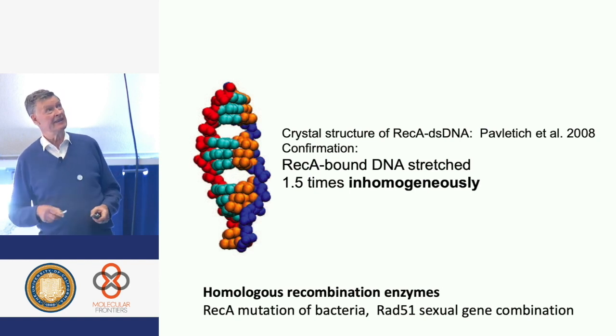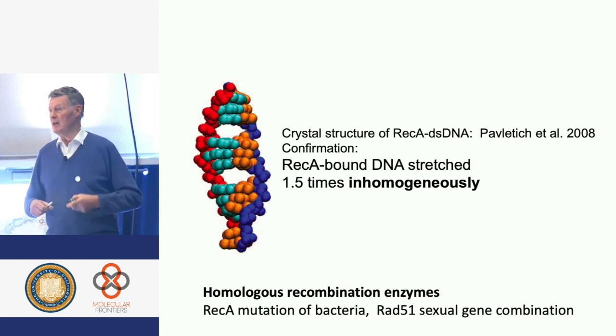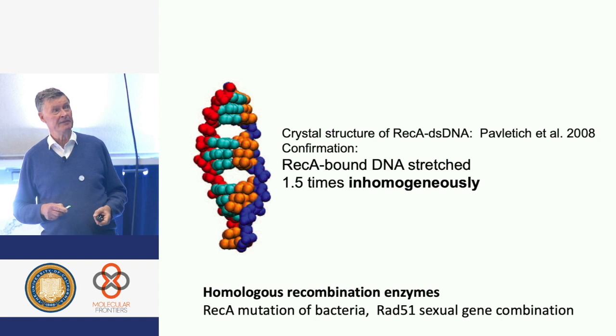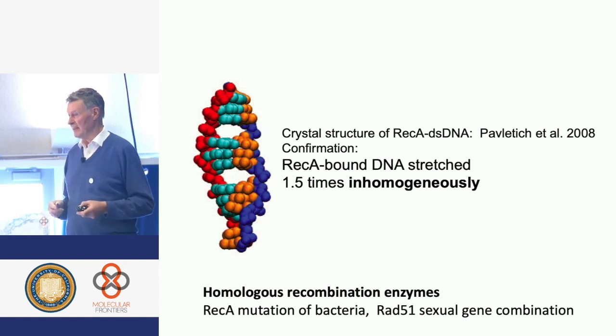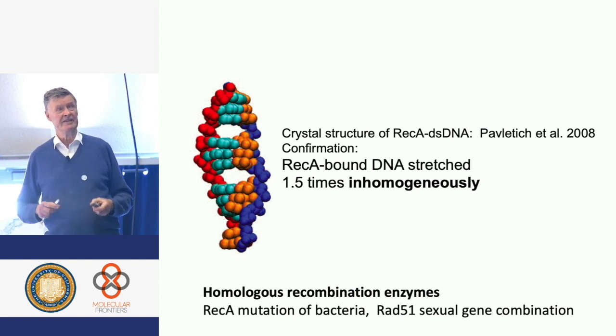Is it a coincidence that the same structure is found in a complex with homologous recombination enzymes? These are one of the oldest proteins we have on Earth, because RecA, which is behind the mutations of bacteria, that's the most important thing for life of a bacterium, to be able to get under the radar and change its structure. This is prokaryotes. And in eukaryotes, the enzyme is called RAD51. And that's the one by which mother and father's genes are recombined in new ways.